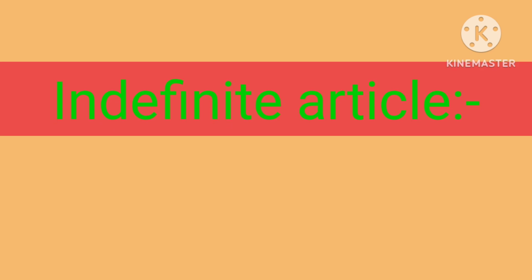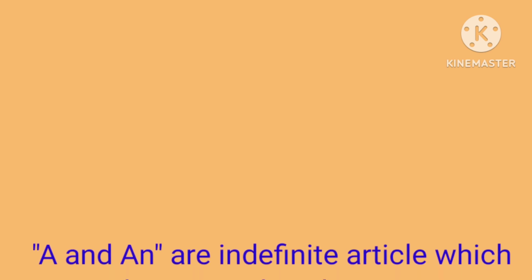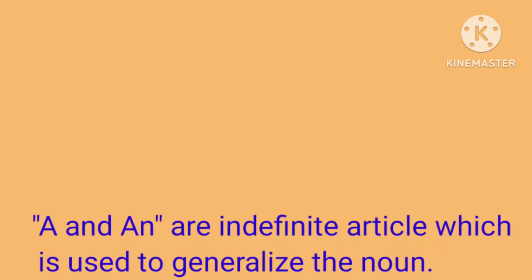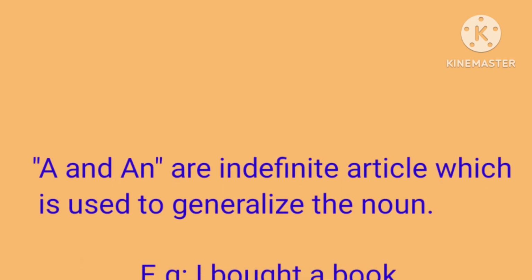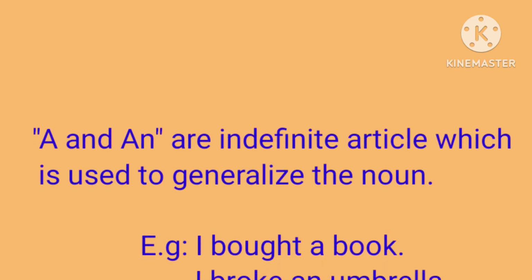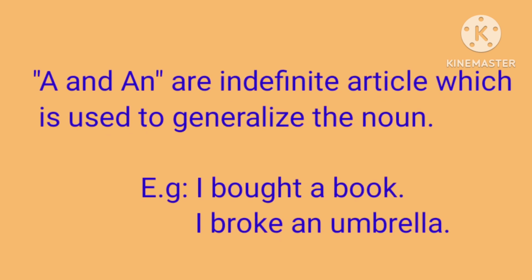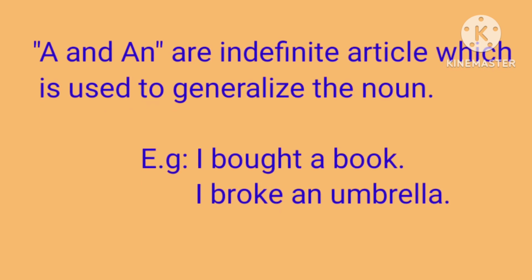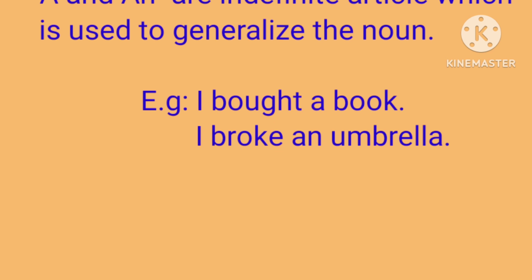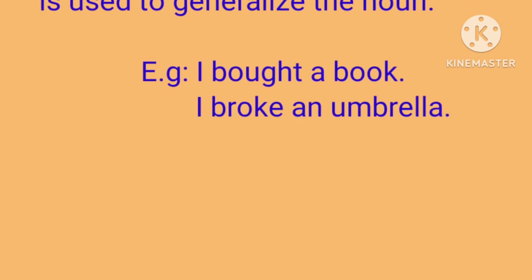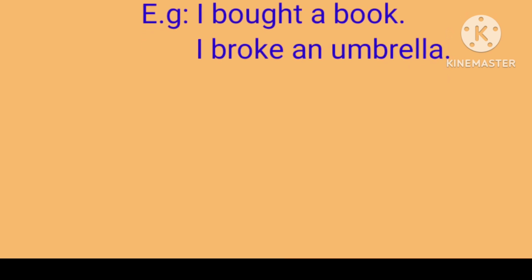And indefinite articles: A and AN are indefinite articles which are used to generalize the noun. It means that we use A and AN to generalize the noun. For example, I bought a book. I broke an umbrella. It is generalized, not a specific thing. So these are indefinite articles.